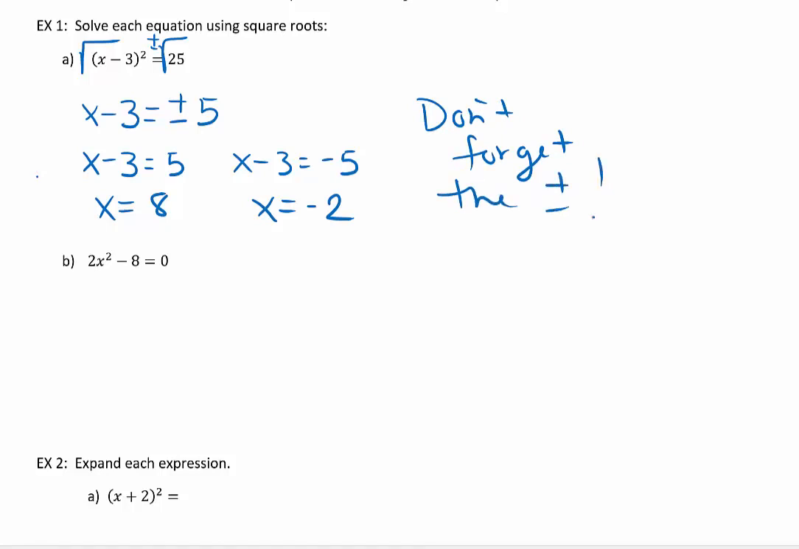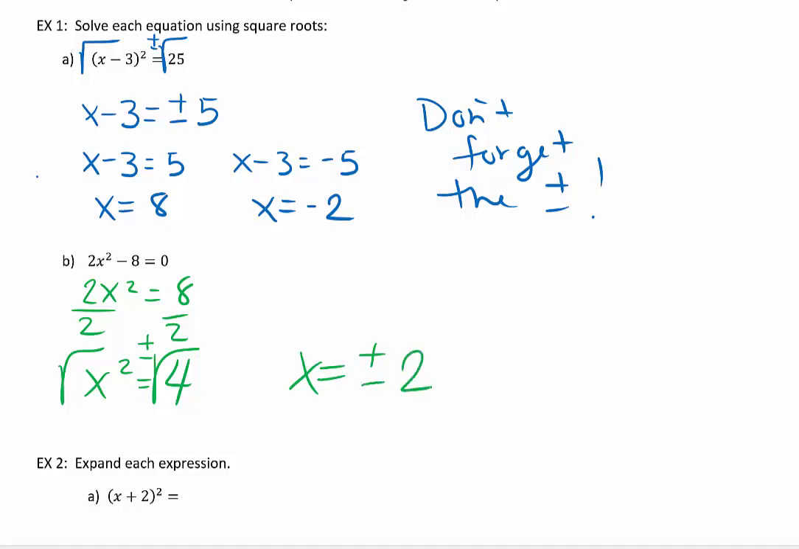The second important thing to remember with this type of problem is before you can take the square root of an equation, you have to make sure that the quantity squared is by itself. You have to isolate the squared quantity. So if we look at my second example, 2x squared minus 8 equals 0, if we want to use the square root to solve this, we have to get the x squared by itself. That means add the 8 and then divide by 2, and that gives me x squared equals 4. Then I can take the square root of both sides, don't forget the plus or minus, and so x equals plus or minus 2.